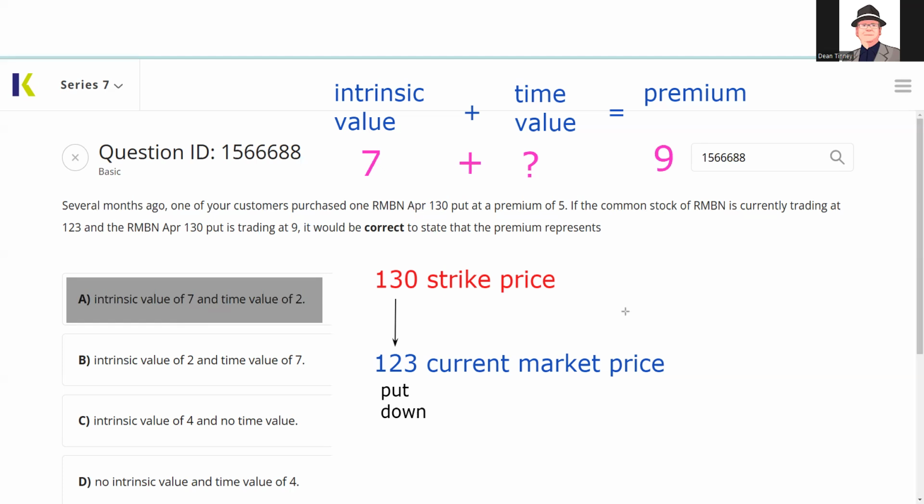right? You did an opening purchase. The way you would get rid of this is a closing sale. I say, listen, that 9 points represents the 7 points now that the contract is in the money, the intrinsic value, and 2 points of time value.